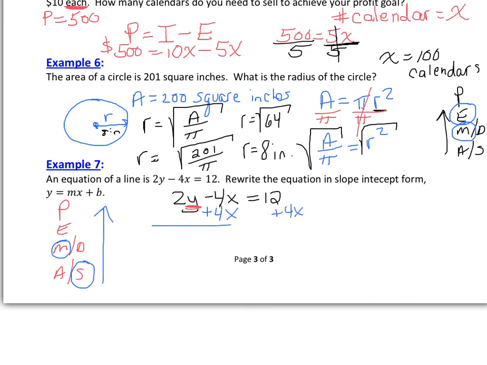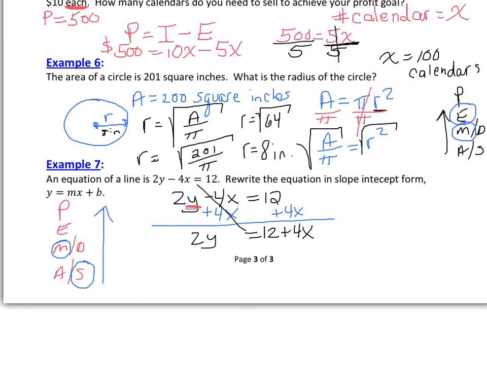Notice how I offset my adding of 4x over on the right-hand side here. The reason why I did that is because they're not like terms. 12 and 4x cannot be combined. So I'm just going to bring down the 12 and the 4x. Here, they cannot be combined. Then subtract 4x and add 4x is going to cancel, and 2y is going to come down.